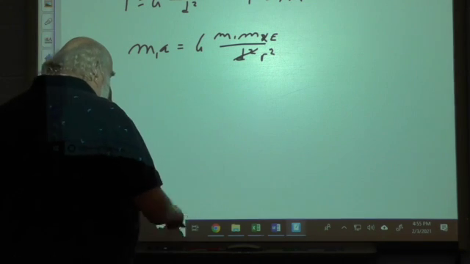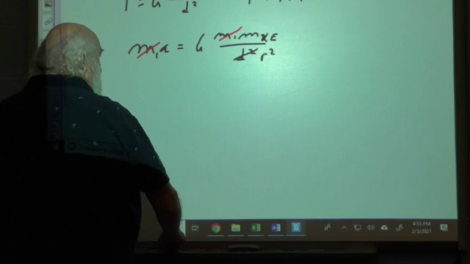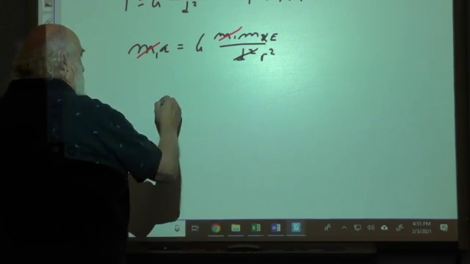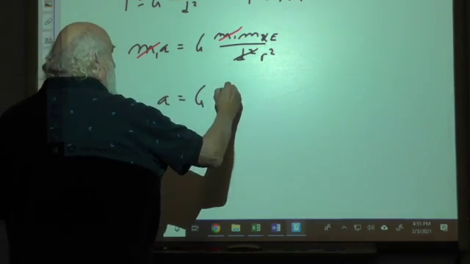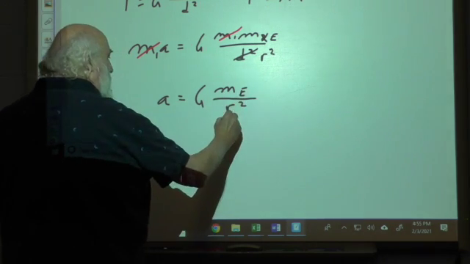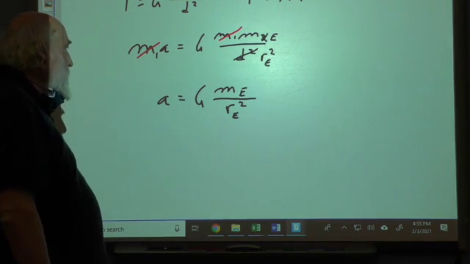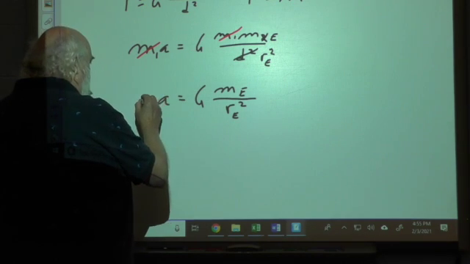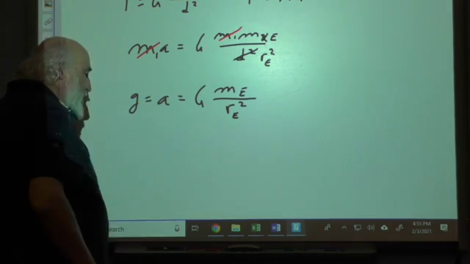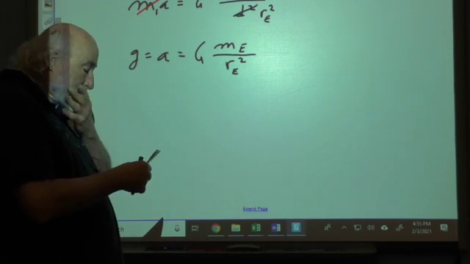Now when that happens, m1 cancels out. What's left is a equals G M sub E over R squared, the radius of the Earth squared. So it's not ambiguous. Since we're dealing with gravitational attraction, this becomes g. Same thing, acceleration, only this is due to gravity.